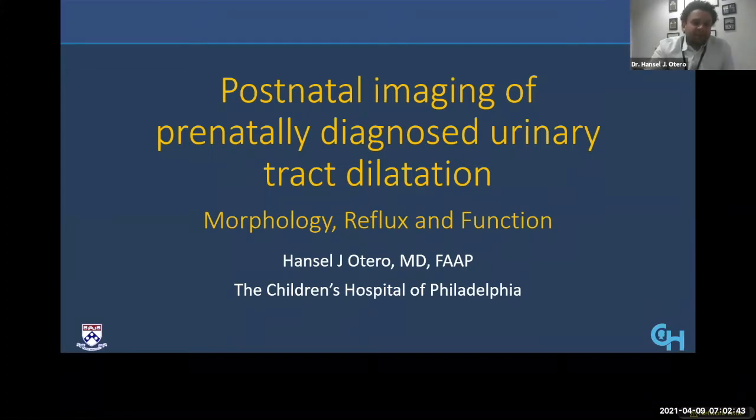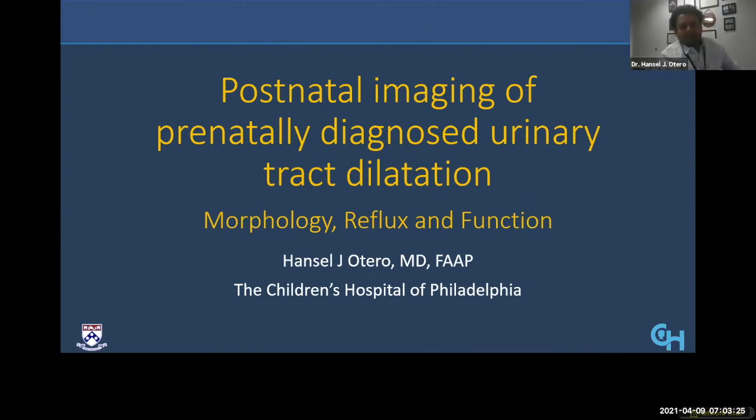As he said, the topic today is going to be postnatal imaging of prenatally diagnosed urinary tract dilatation. This is going to be more like a pictorial essay. I'm going to walk you through some of the cases and give you some of the background, and hopefully along the way you'll catch some practical points and take-home points of how to image these kids and how to follow them up. So let's get started.